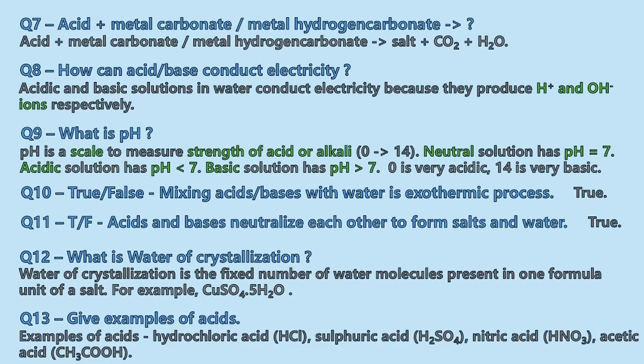Give examples of acids. Examples of acids are hydrochloric acid, which is HCl, sulfuric acid, which is H2SO4, nitric acid, which is HNO3, and acetic acid, which is CH3COOH. You can see C for carbon, H3 for 3 hydrogen atoms, again C for carbon, OO for 2 oxygen atoms, H. So CH3COOH is the formula for acetic acid.